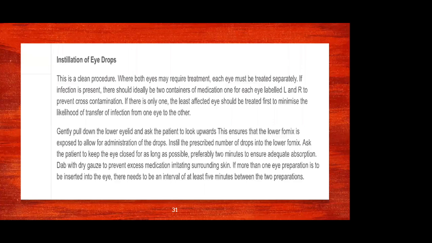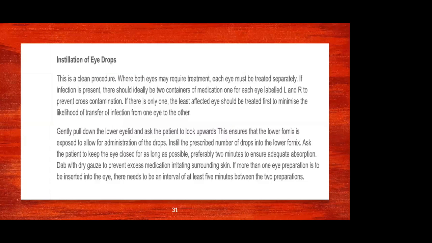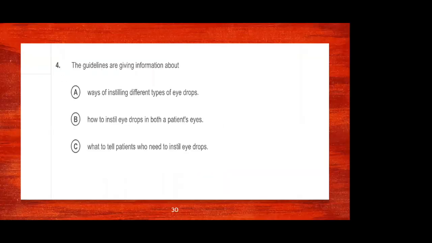See, when you read the above line: ask the patient to keep the eye closed, preferably 2 minutes to ensure adequate absorption. Dab with dry gauze to prevent excess medication irritating surrounding skin. So that is the instruction given to the healthcare professional, or the one who is instilling drops. That is not a way. A way means, see, gently pull down the lower lid. That is a way of doing it.